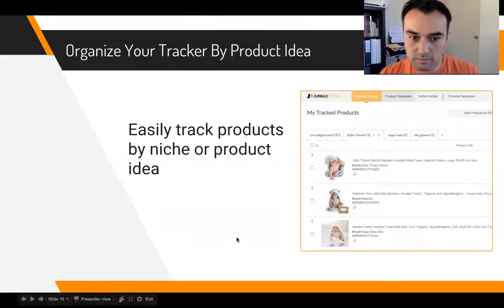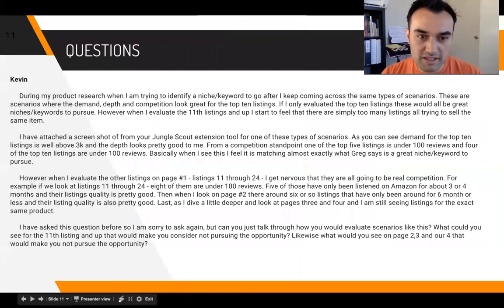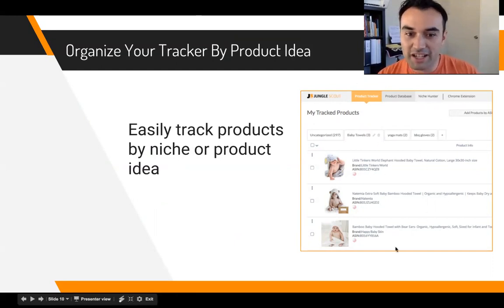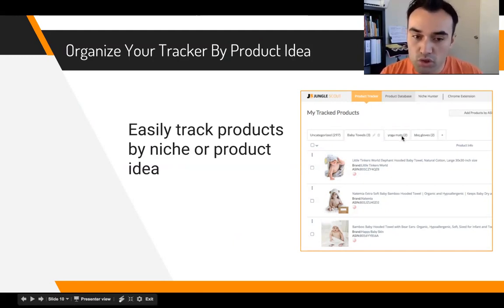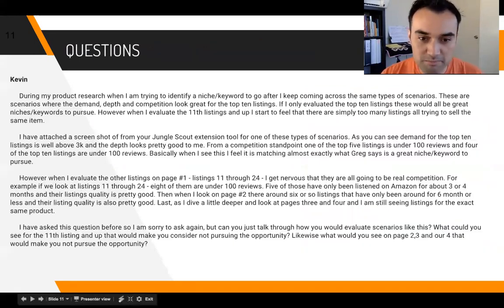Oops, looks like I missed one screen here. But yes, one other little tip to keep in mind with the product tracker is that you can actually create these little categories or bins or whatever you'd like to call it. You can create one for each product that you want to research and track. It's a good way to organize your product research. So that's definitely a great tip.